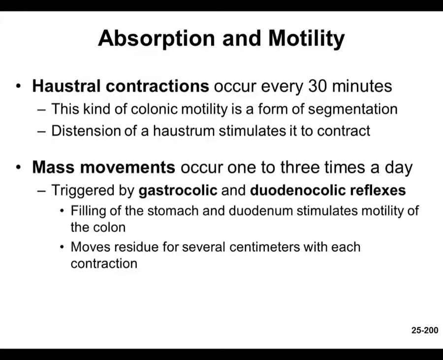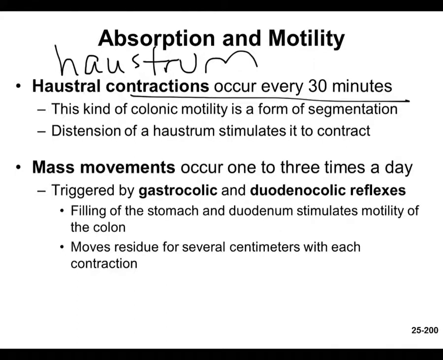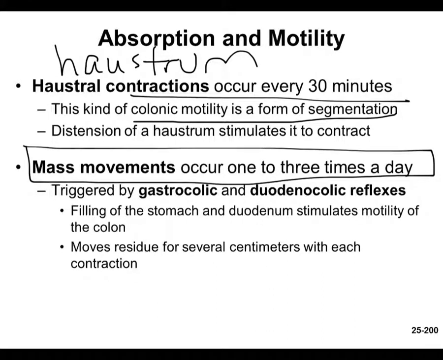You know that each of the little sections of the large intestine is called a haustrum. And so those little sections of the colon are contracting about every 30 minutes, and that's going to keep the motility of your colon moving. And that's going to keep you moving products through by mass movement, such that you're having between 1 and 3 bowel movements every day.